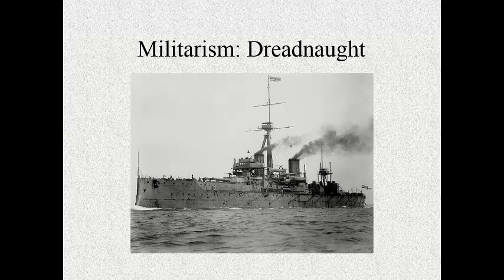And one particular way that this arms race played out was in regards to the dreadnought. This was a ship that was built around this time, and it was a cutting-edge ship, the highest technology at the time. The British were the first to launch their version of the dreadnought in 1906, and it was seen as far more advanced than naval ships of the 19th century.